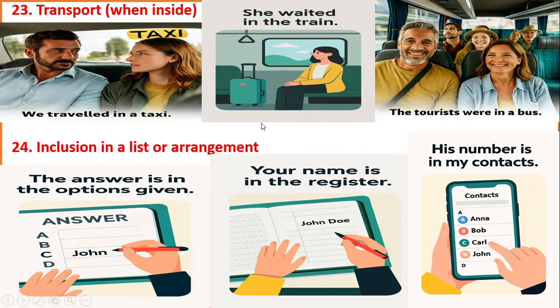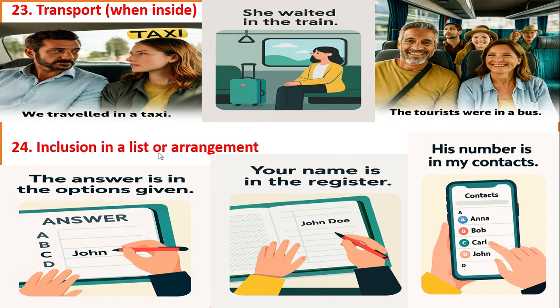Now, next rule: transport, when inside. When we are inside a transport, then we use the preposition "in". Now look at the example. She waited in the train. Now, inside the train. The tourists were in a bus. These are the tourists, and where are they now? They are in a bus.